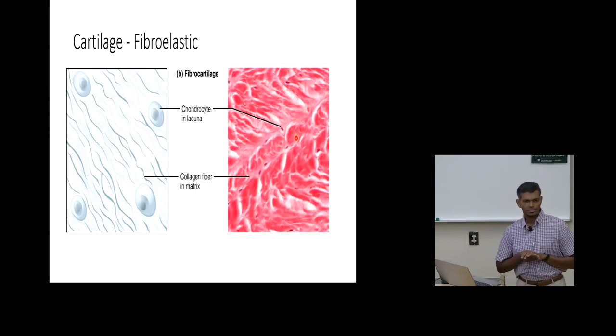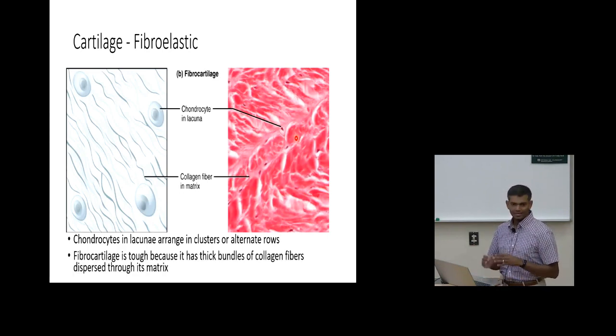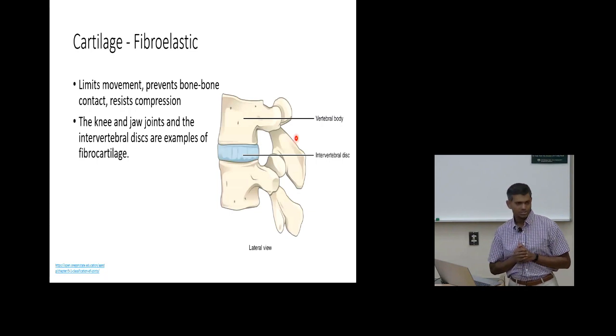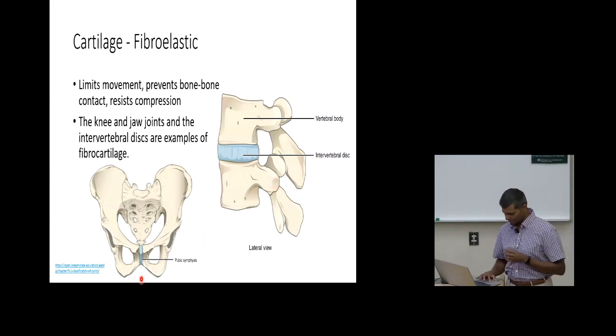In fibrous cartilage, we see a lot more collagen in the matrix, arranged in alternating rows. As a result, this fibroelastic cartilage is a lot stronger than the hyaline cartilage, and it functions to prevent bones from compressing against each other. You will see fibroelastic cartilage in intervertebral discs or between the pubic bones, which is known as the pubic symphysis. During labor and childbirth, this pubic symphysis can slightly be dislodged out of place as the baby is being born.